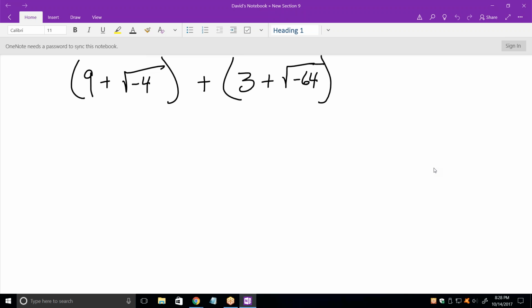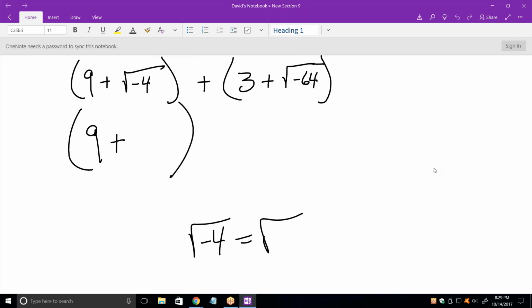Well, the best thing to do here is to convert each one to a complex number, because I don't know how to add the square root of -4 to the square root of -64. But once I convert it to a complex number, I will. So what is the square root of -4 equal to? -2, right? Or is it just 2? Always remember how to do it. Take out the -1 first. What does that leave?